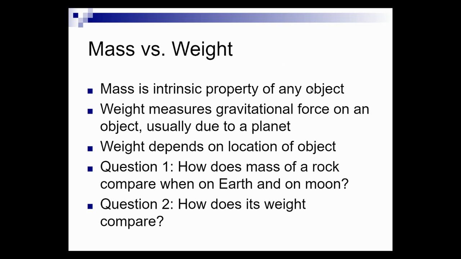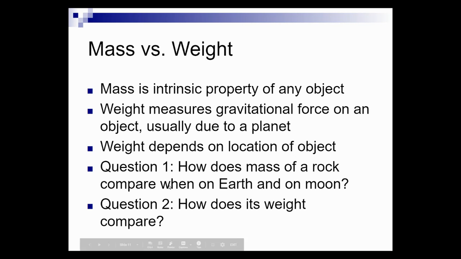So, mass versus weight. Mass is the intrinsic property that an object has. Weight measures the amount of gravitational force on that object, due to the planet or large body which you're next to. So weight depends on the location of the object.